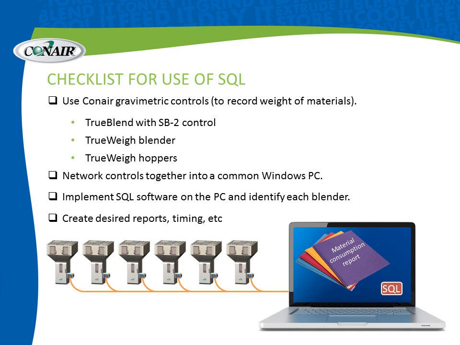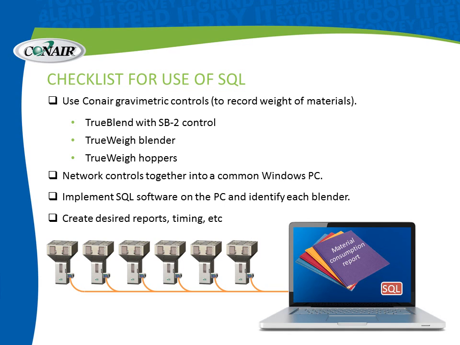So, is SQL right for your operation? Well, we have a little checklist here. Number one, we need gravimetric controls to record the weight of the materials. That can be done with Conair's TrueBlend, as long as it is equipped with what we call an SB2 control. That's our second generation control. Or it can be with a Conair TrueWay blender. This is a continuous blender, as we mentioned before, that is typically used on extrusion operations.